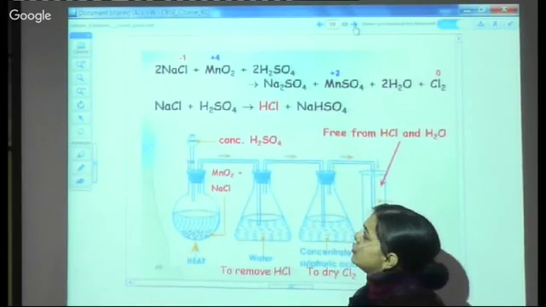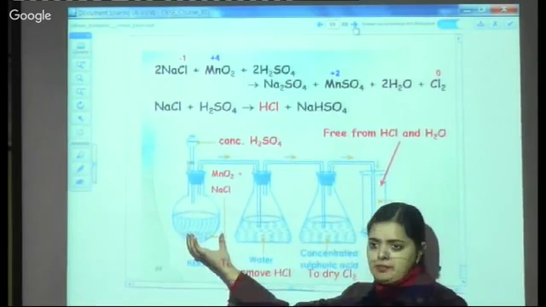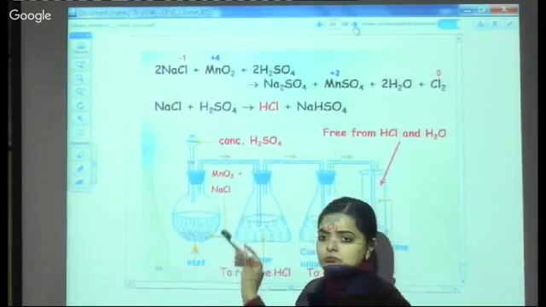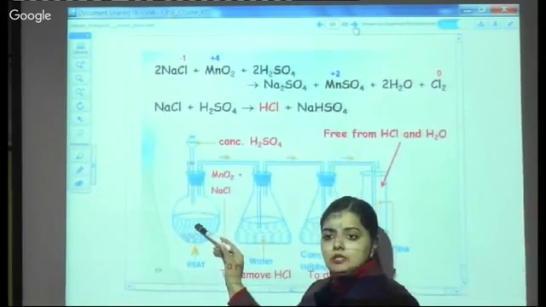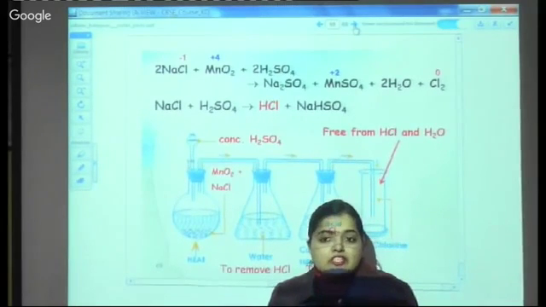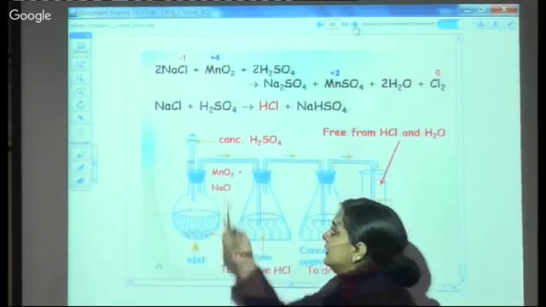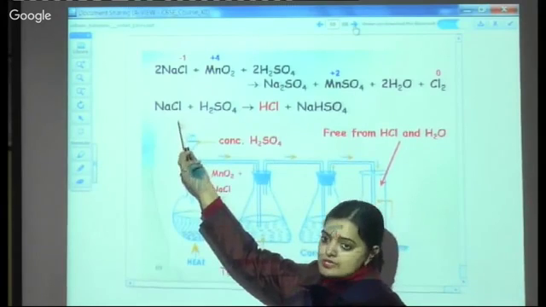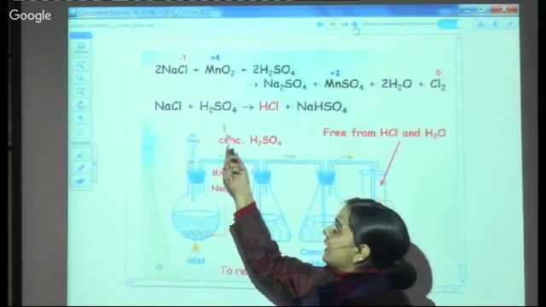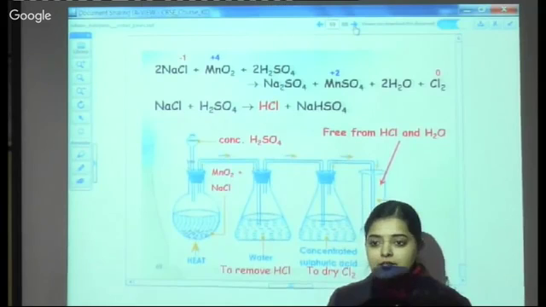What happens if I do not take MnO2? If I would not have taken MnO2, what would have happened? My reaction would have given me NaCl and H2SO4, from here. Then I would have got HCl and NaHSO4. I would not have got Cl2. I would have got an acid. So how can HCl be prepared? I can react the alkali halide, that is chloride, with H2SO4 and HCl will be formed. Fine? Next slide.